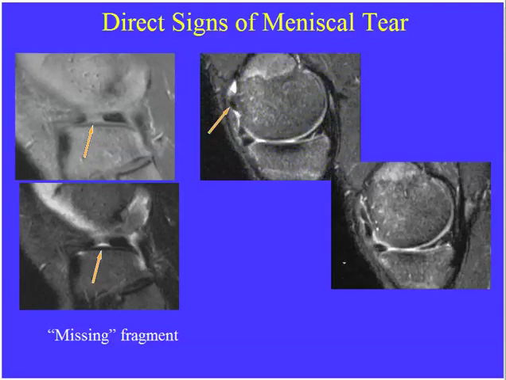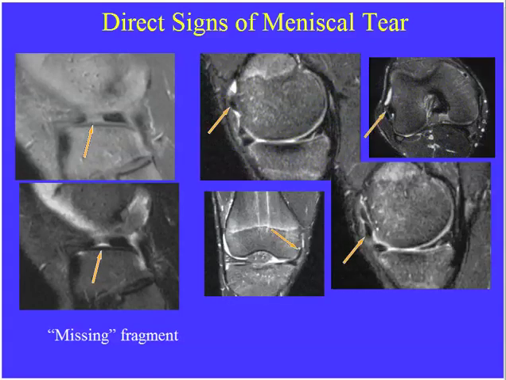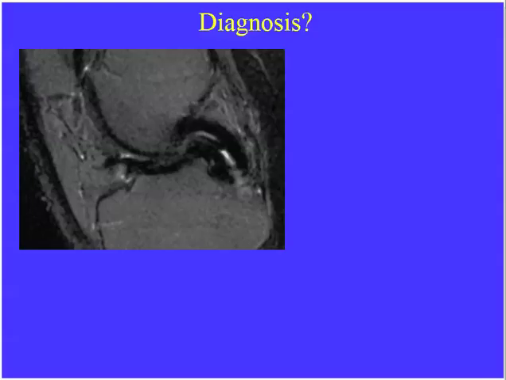And then the third direct sign of a meniscal tear is a displaced meniscal fragment. And here we have a meniscal fragment displaced anteriorly. So if you have a missing fragment or a displaced fragment, that's a sign of a meniscal tear. Now this is the most likely displaced meniscal fragment they're going to show you.